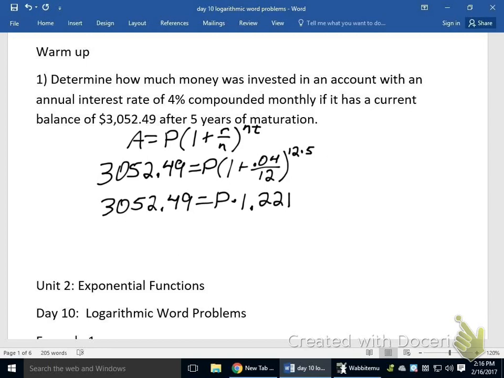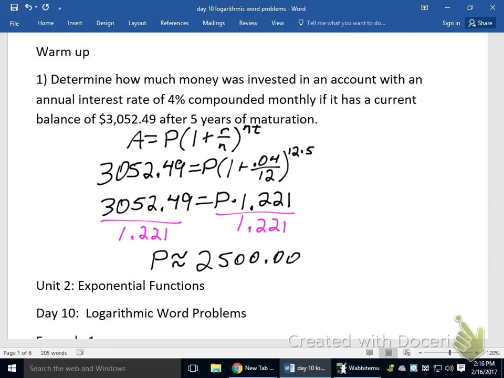Now what I'll do is divide by that value on both sides to get my answer. So in my calculator, what I'm doing, by the way, is just using the previous answer. I'm not actually typing in 1.221. So I get $2,500 when I round it to the nearest penny. And that's my final answer.